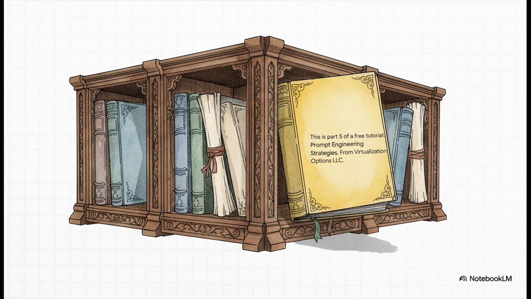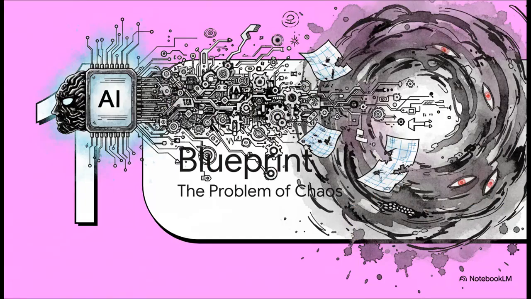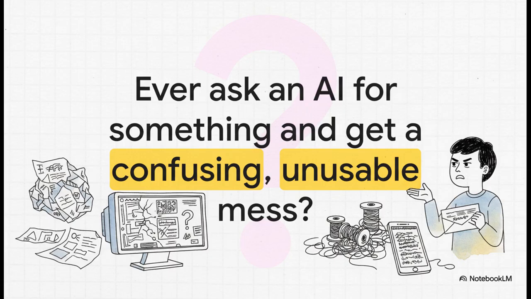Today, we're really zooming in on one of the most critical skills from that course, how to structure your prompts. So let's set the scene here. You've got this incredibly powerful AI ready and waiting to do some work. But if you don't give it a plan, if you don't give it a blueprint, you are basically just inviting chaos into your workflow. I mean, we've all been there, haven't we?